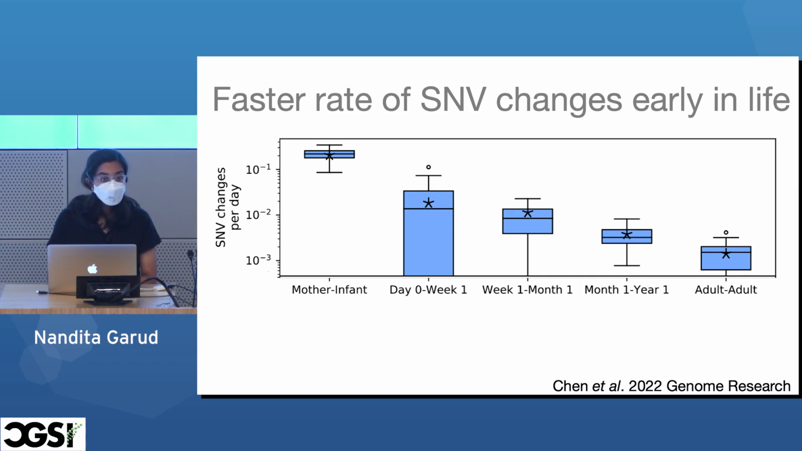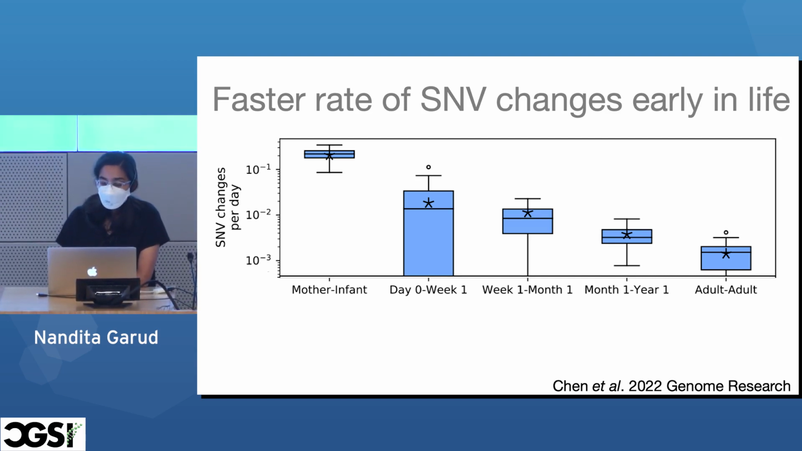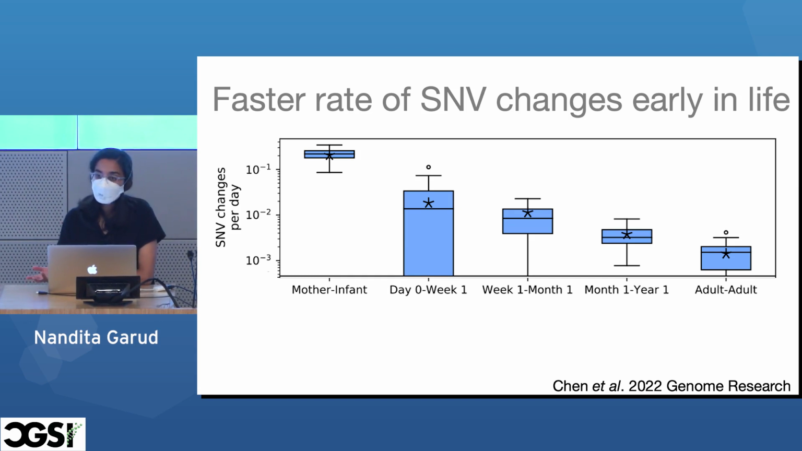And so when you compare mom and baby at the time of birth, and you treat mom as a time point and the baby as another time point, you see a really rapid rate of evolution. Then, as the baby enters its first week of life, that rate drops, and it continues to drop over the first month and the first year of life. And by the time you reach adulthood, this is what we were measuring earlier in Human Microbiome Project data, you see that this rate drops, and it's almost 100-fold less than what you see at the initial time of birth.